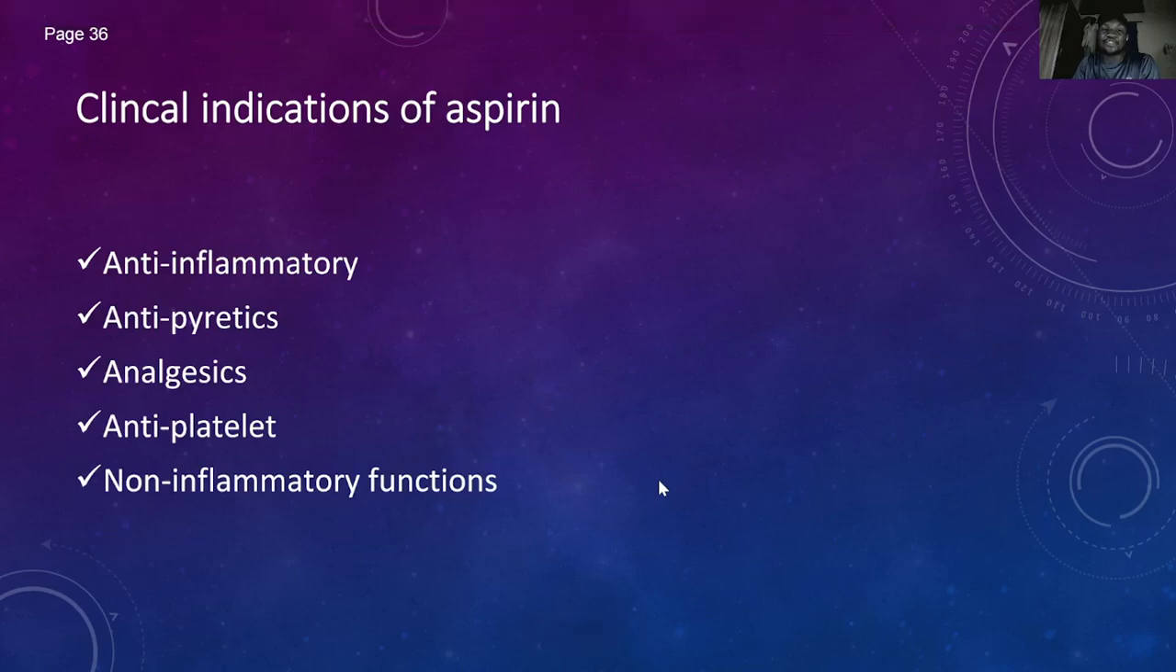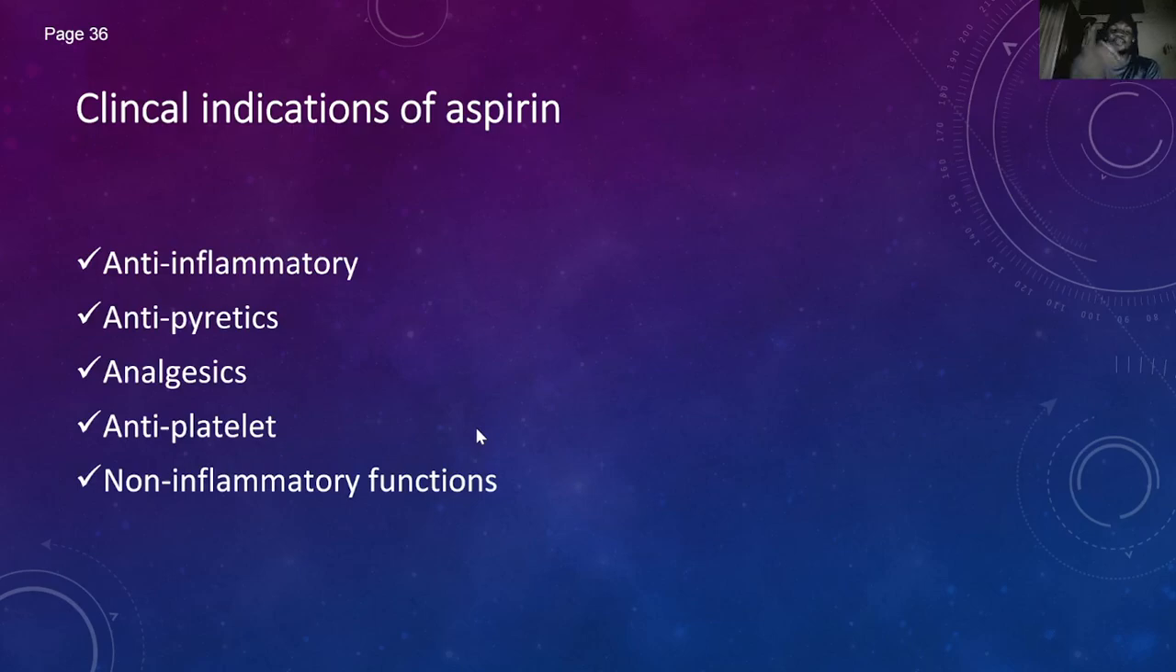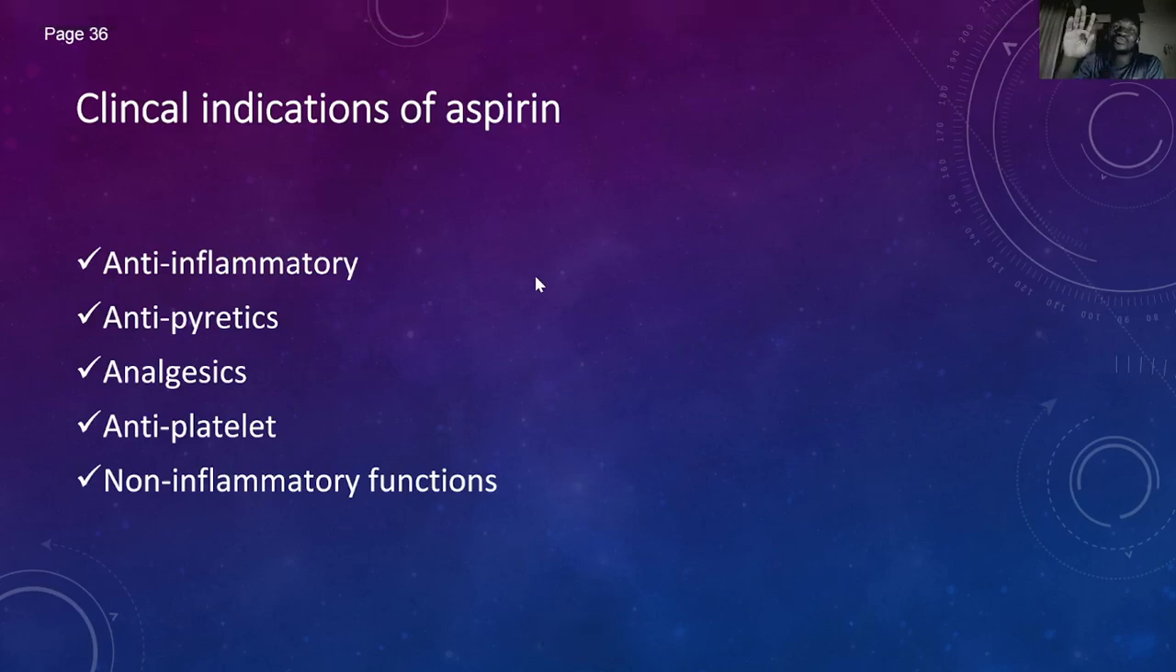Now, clinical indications of aspirin: anti-inflammatory, antipyretic, analgesic, antiplatelet, and non-inflammatory functions. So, if there's an ongoing infection, you can give aspirin, after you have taken the history of the patient. You find out whether the patient has peptic ulcer disease. If the patient has, then aspirin is a no-go area, right? But if the patient doesn't have, then it's good.